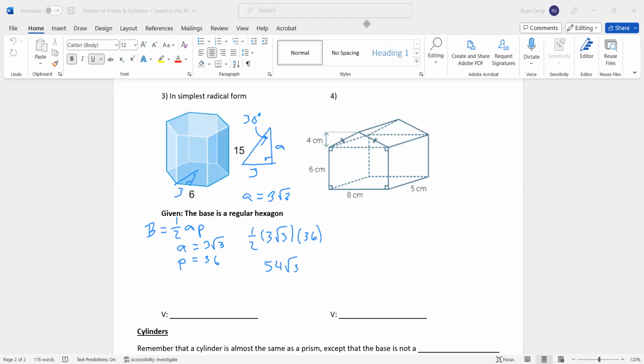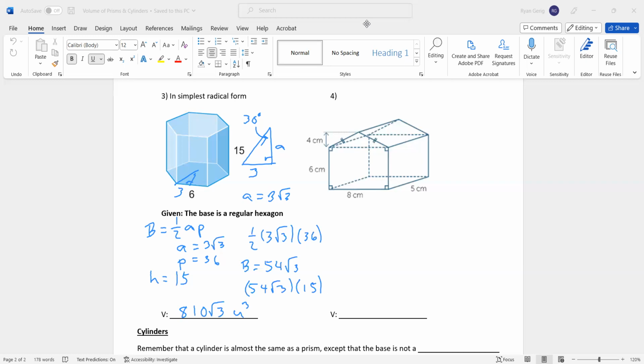Now, it's very easy to just stop there. That's just big B. I also need the height of the prism, which is 15. So now I'm just going to do 54 radical 3, which is the area of the base, times the height, which is 15. And then I just do 15 times 54, and I get 810 radical 3. And it did say in simplest radical form, so we're going to leave it just like that. And that would be cubic units again.